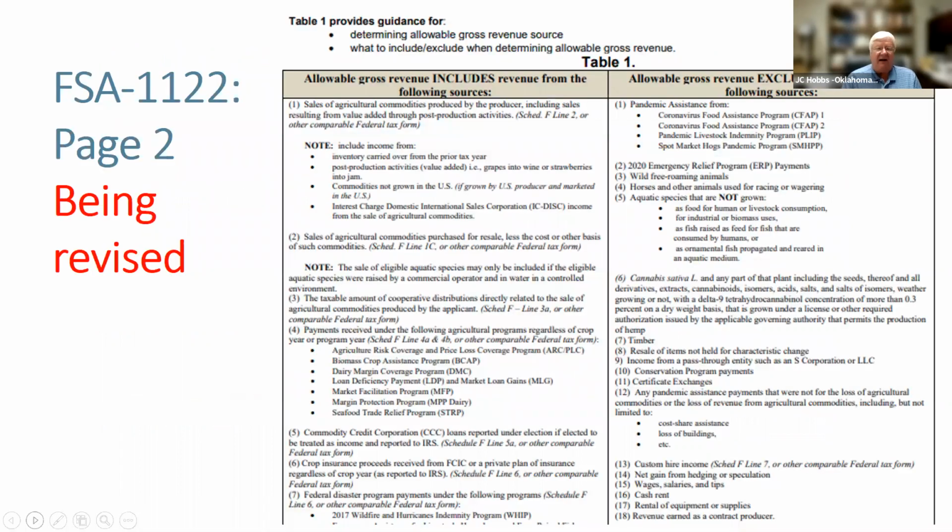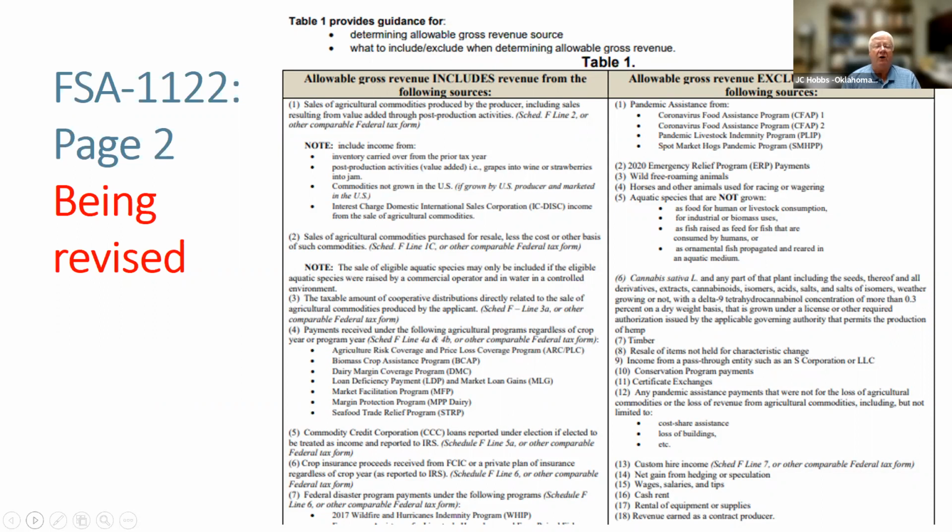Here's the second page, page 2. Again, broken into 2 parts. So there could be some run on here, but the 1122, page 2, is our instructions. What is going to be allowed as gross revenue? What are those sources? Basically, what are we going to include and what are we going to exclude when we're trying to determine that allowable gross revenue?